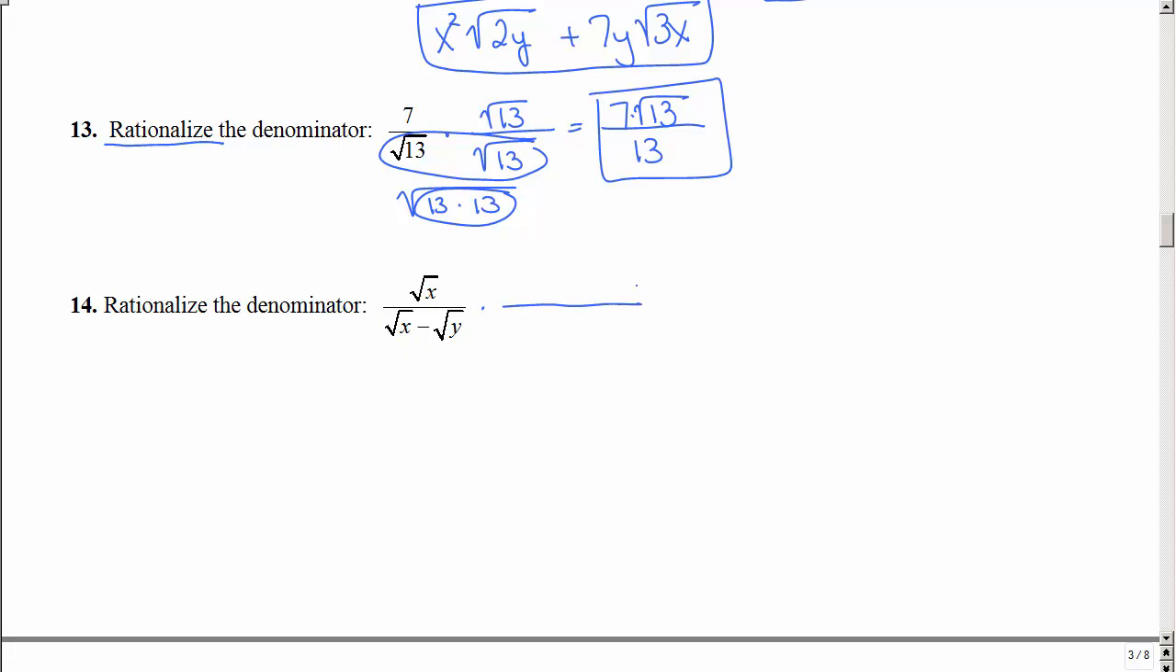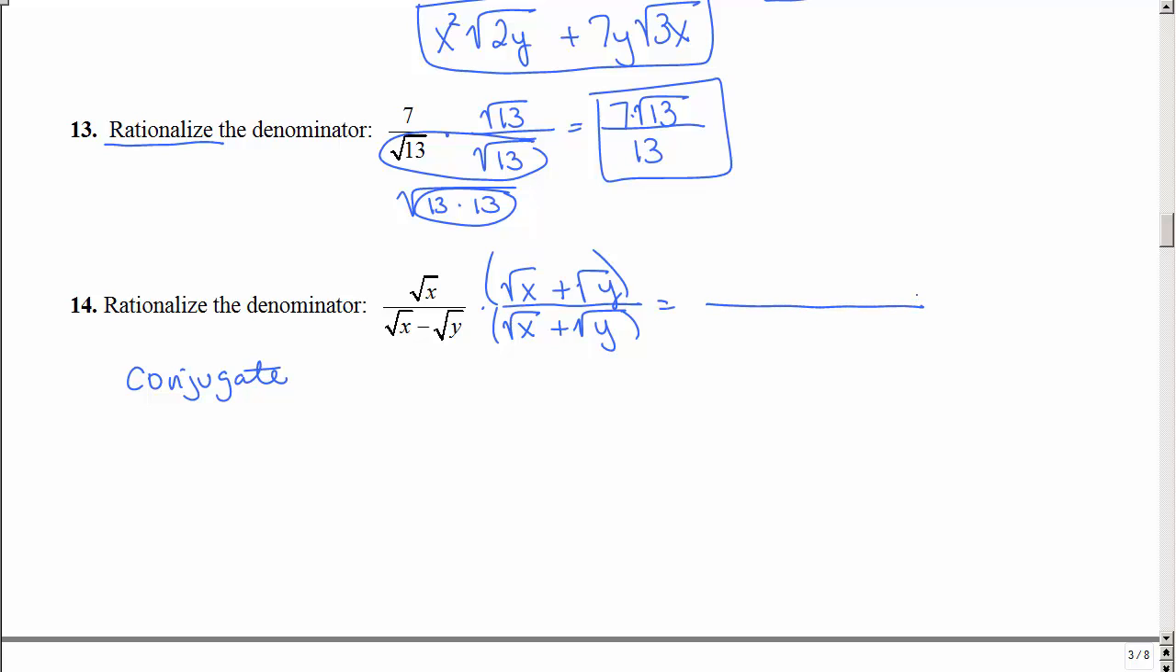Now number 14 is a little different, because you have two terms. I can't just multiply by an x or a y. That's not going to work. So we have to multiply by what's called the conjugate. So you have the square root of x plus the square root of y. So it's the same denominator, but with a different sign.